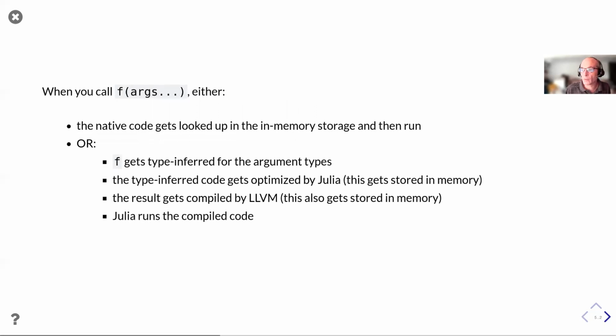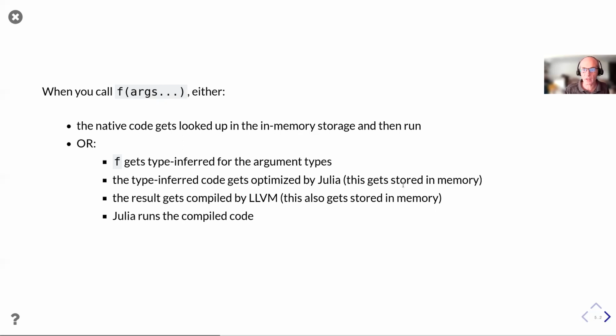And so then, when you use a package, it loads that cached file, the file that has all the lowered code stored in it. And whenever you make a function call, if you've already compiled it, Julia will have that in its memory and it will look it up and then just run it. Or if you've never called it before with that particular combination of argument types, then Julia will perform type inference for the specific types of arguments that you're passing in.